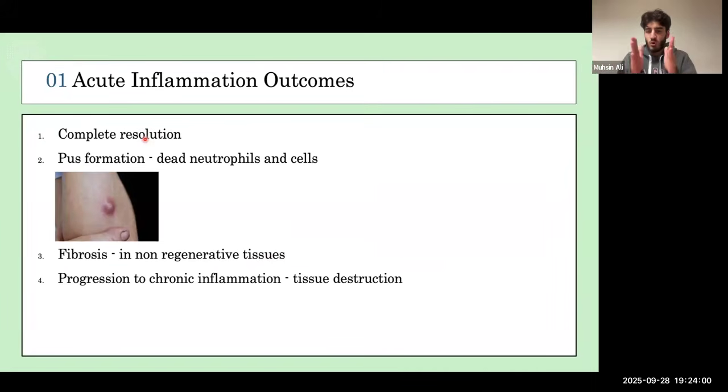The vasodilation is going to go back. The vessel is going to go from vasodilation back to normal. The slits are going to close because you don't need any cells moving into the tissue anymore, and the microbe is completely eliminated or killed.